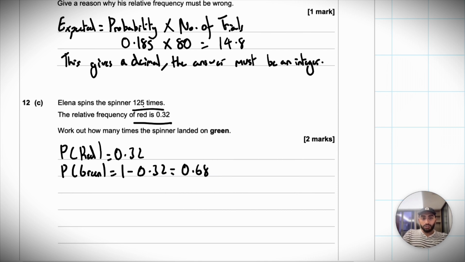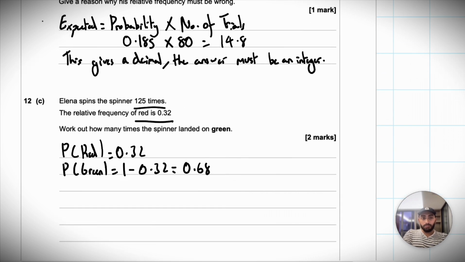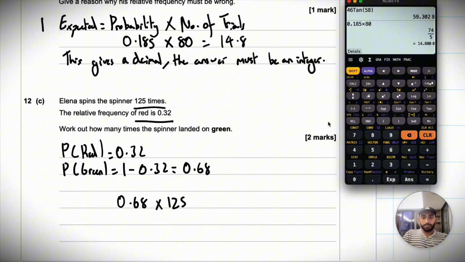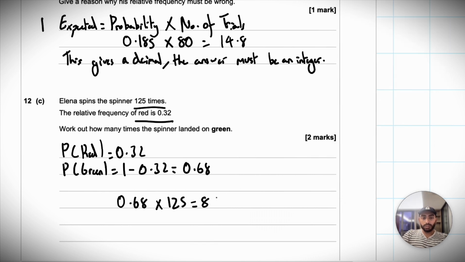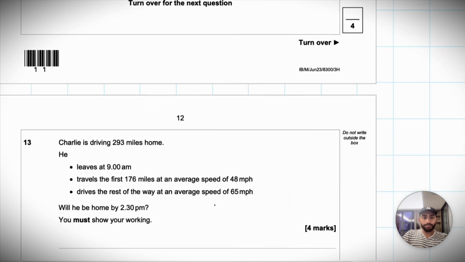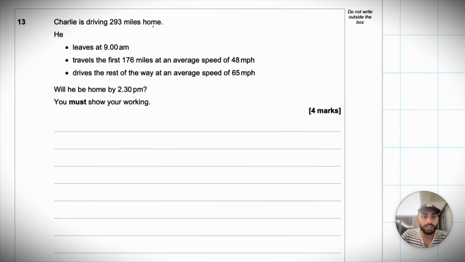And if she's spun it 125 times, we're going to be using the same formula that we used previously, the expected outcome formula. Here the probability is 0.68. The amount of trials is 125. And you can take a look, we get a whole number this time, so that means it's probably correct. It's 85 times.